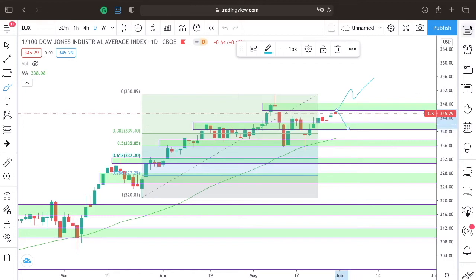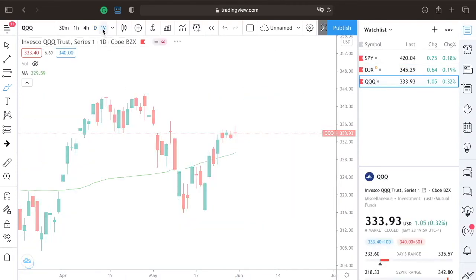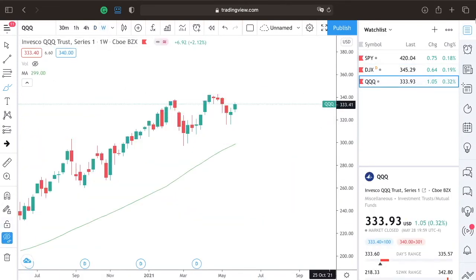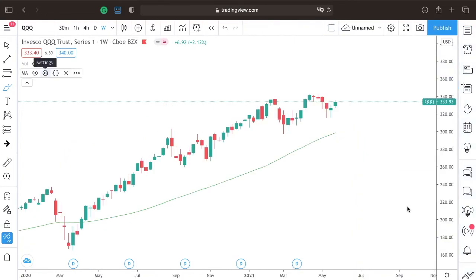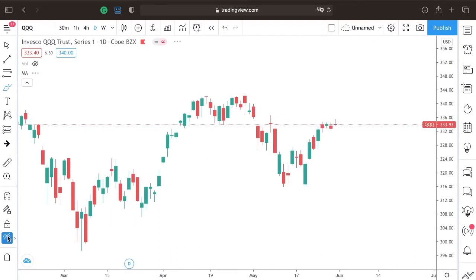Now let's take a look at the Nasdaq. And then we'll clear the technicals. Unlike the S&P 500 and the Dow Jones, Nasdaq displayed more weakness as compared to the Dow Jones and the S&P 500, which has been the case so far in 2021. Okay, now let's go on to the daily time frame to have a greater idea of what's going on with prices, and we turn on our technicals.